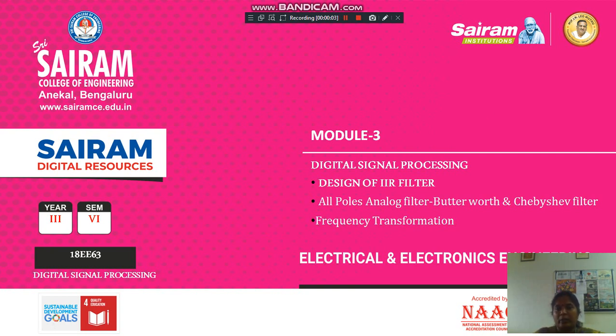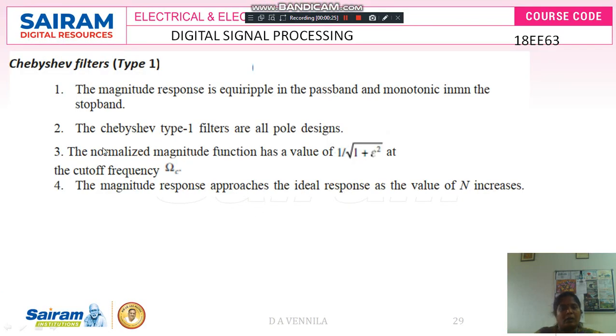Dear students, today I am going to discuss module 3 of digital signal processing. In that module we are going to discuss all-pole analog filters, Butterworth and Chebyshev. Here we are going to discuss the pole design of the Butterworth filter and the Chebyshev filter, and then frequency transformation. Now in our syllabus it is given Chebyshev filter type 1.